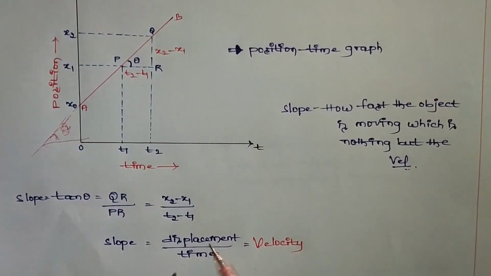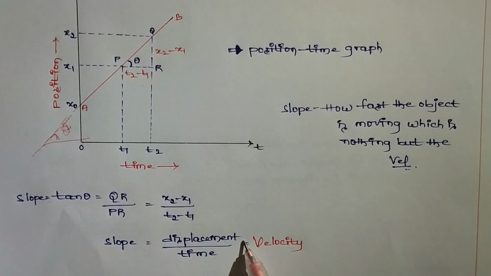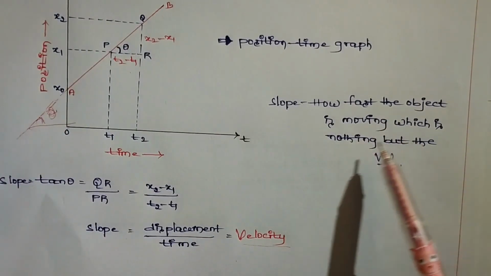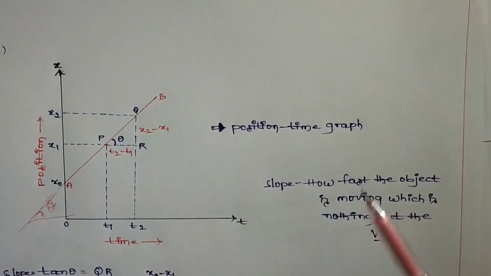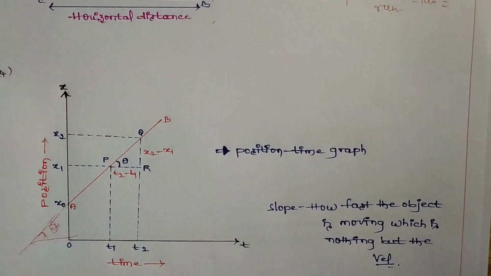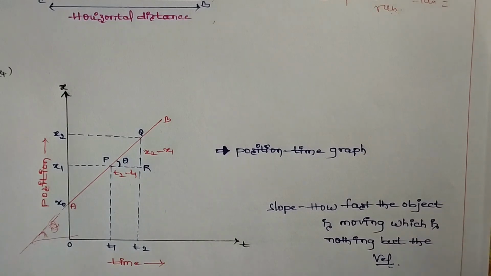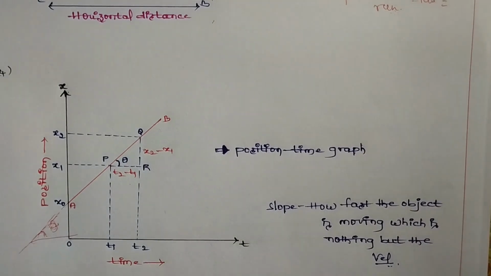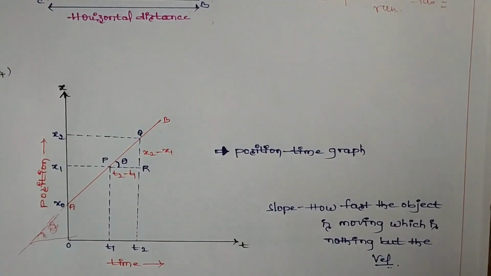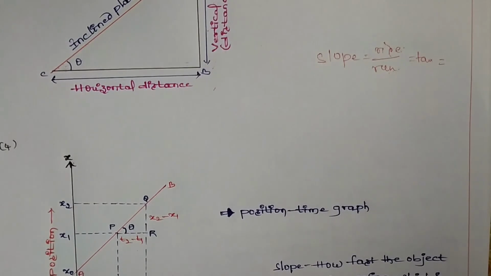Slope is nothing but, here we are taking a position and time graph. That is why change in position is nothing but displacement, and change in time is change in time. So change in displacement with respect to time is nothing but velocity, meaning how fast the object is moving. From this graph, we can get the answer how fast the object is moving, which is nothing but velocity. In all these cases, we measured the slope for these two conditions.